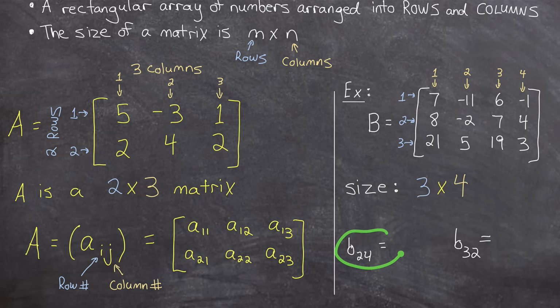Now, if I want element B24, remember the first index is the row number, and the second index is the column number. So I'm looking for the element that is in row 2, column 4. I can see based on where those lines intersect that I'm looking at that element right there, which has a value of 4. And for element B32, I'm looking for the element that is in row 3 and column 2, which would be this element right here, which has a value of 5.